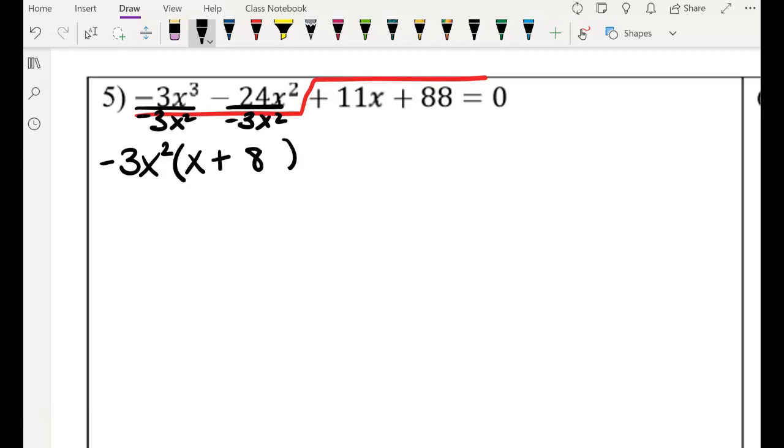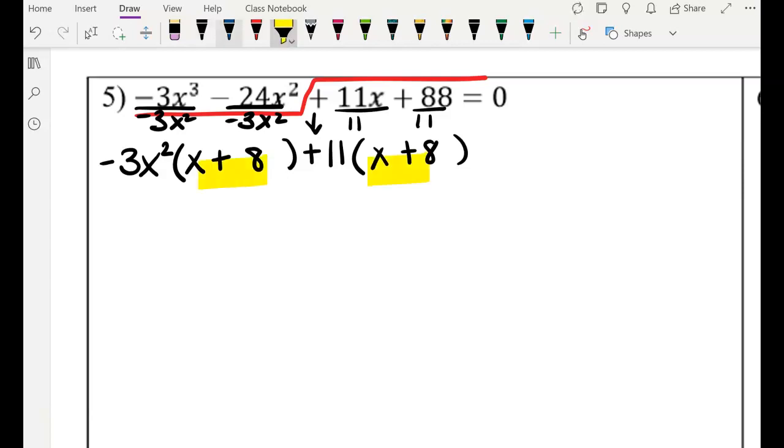Okay. Over here, we're going to drop down this plus sign. So take out an 11. That means we are going to divide this by 11 and divide that by 11. So that's going to be x plus 8. Now, remember, we love it when these are in common because we know that's what we need to factor out.